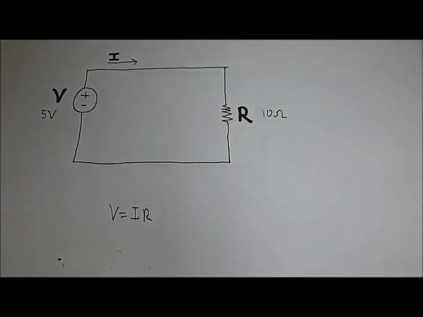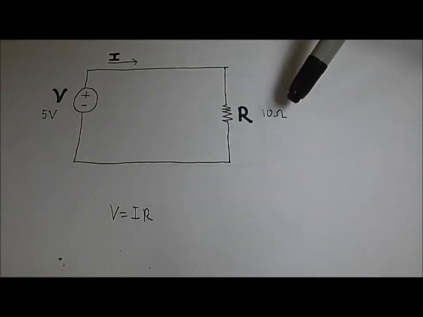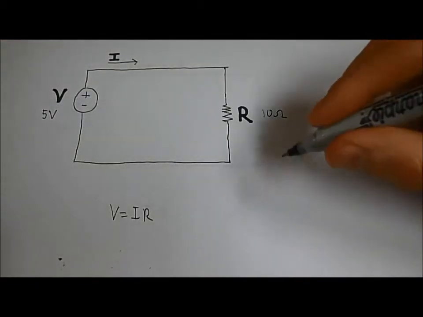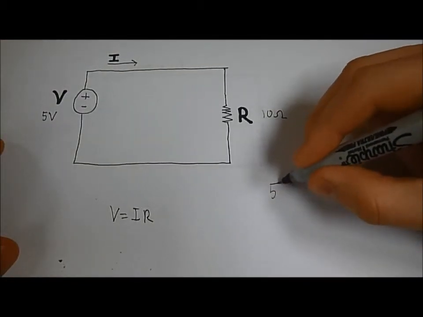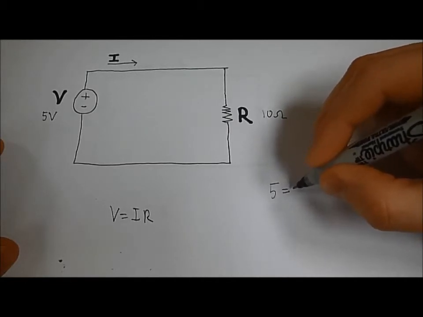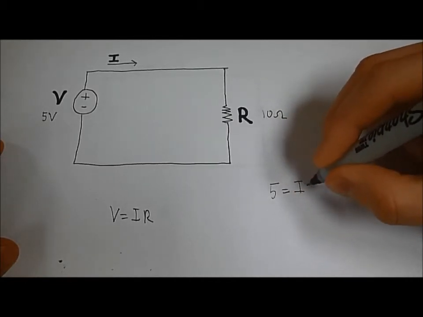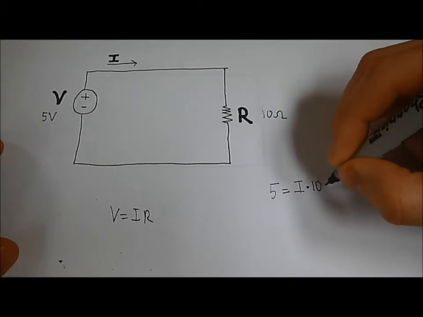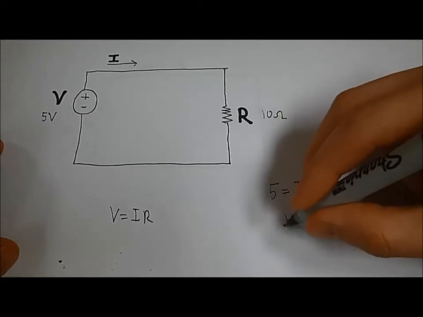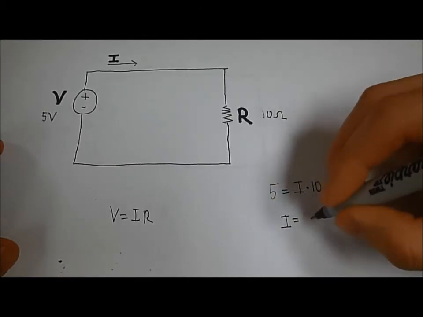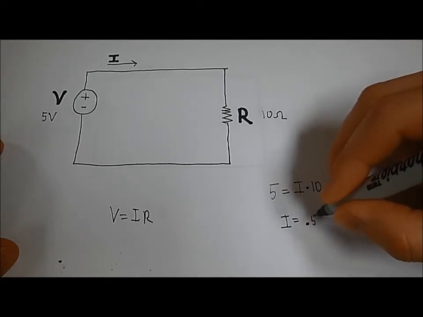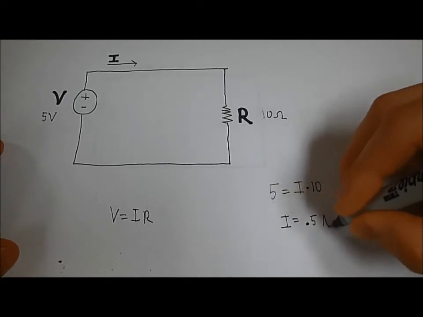Now let's get a little practice using Ohm's law. We have a circuit that has a 5 volt DC voltage source and a 10 ohm resistor. Let's find the current. So we know that we have 5 volts equals I times 10 ohms. This will leave us with I being equal to 0.5 amps.